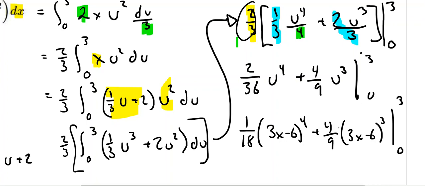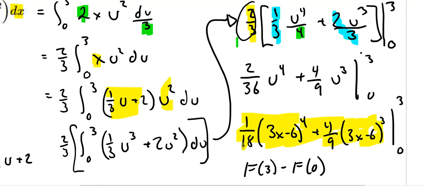So to evaluate this from 0 to 3, all we have to do is find F of 3 minus F of 0. And so remember, with an indefinite integral, we are done when we find the antiderivative. This was the antiderivative. But now we need to evaluate that antiderivative at the upper bound, 3, and at the lower bound, 0, and subtract.